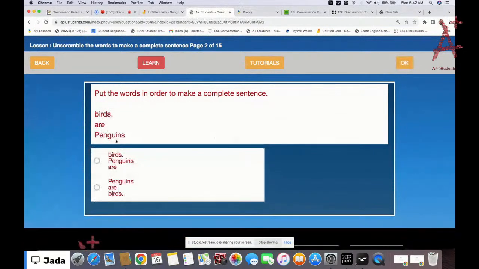Now birds are penguins. So now what are we gonna do? Which one is gonna be first? You're gonna look for the one with the capital letter first, and then yeah, that's how you make your sentence.